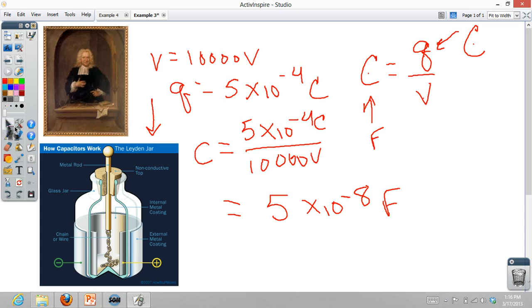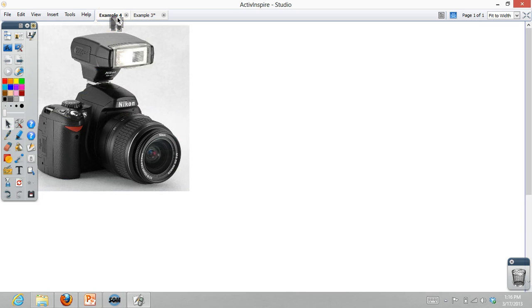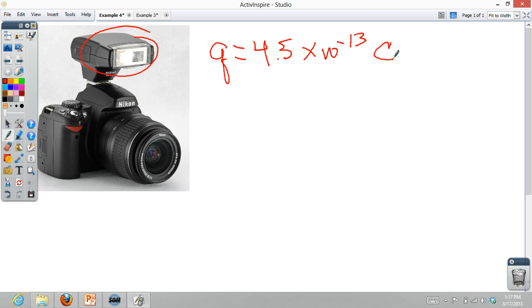For the next example, which is example number 4, Lydia pushes the shutter button of her camera, and the flash unit releases a brilliant flash to light up the picture. When it does that, it releases a charge of about, so here we know that this is the flash, it's releasing a charge somewhere around 4.5 times 10 to the negative 13th coulombs. And it's stored on a capacitor, and that capacitor is 500 microfarads.